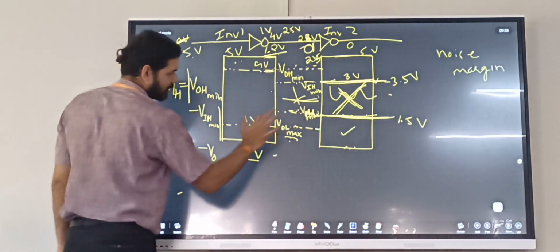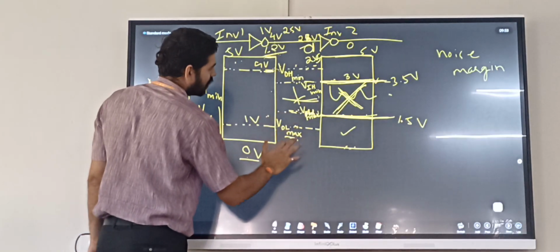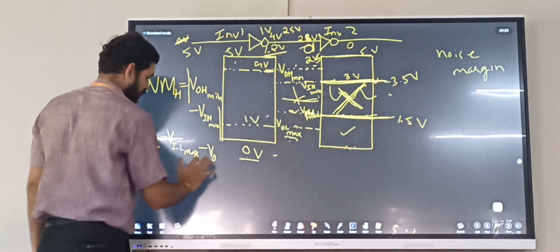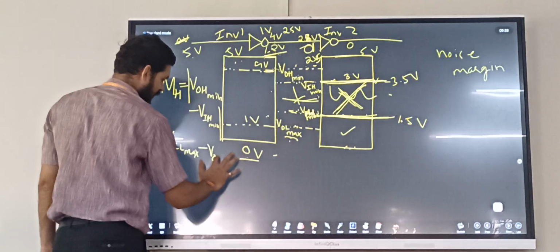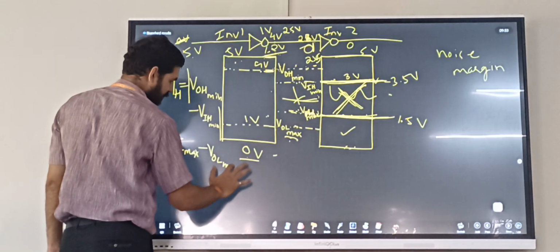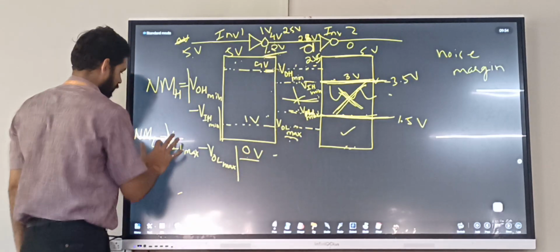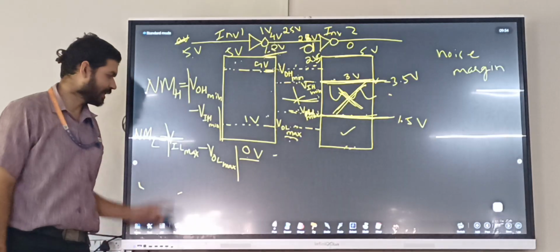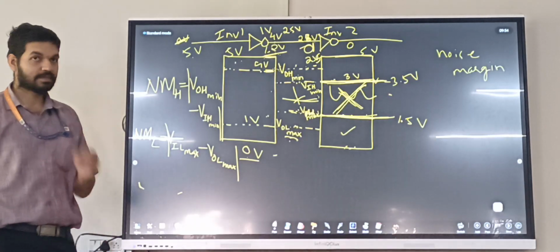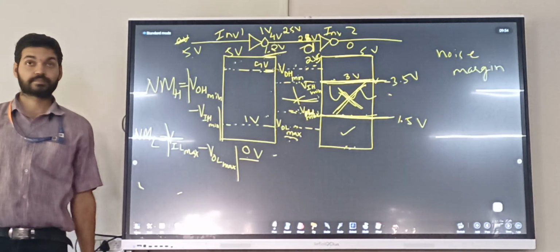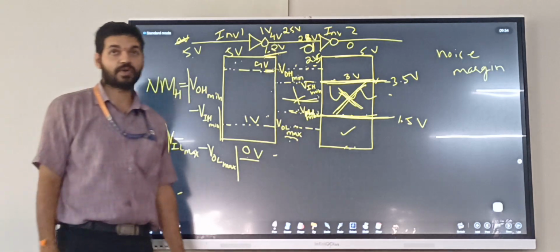VIL maximum minus VOL maximum. Mod of VIL maximum minus VOL maximum. This is the concept of noise margin.